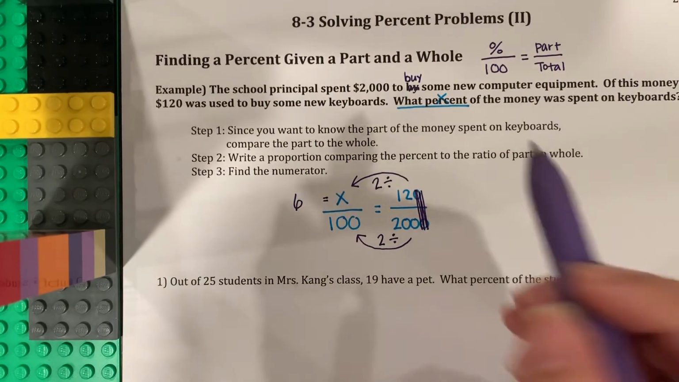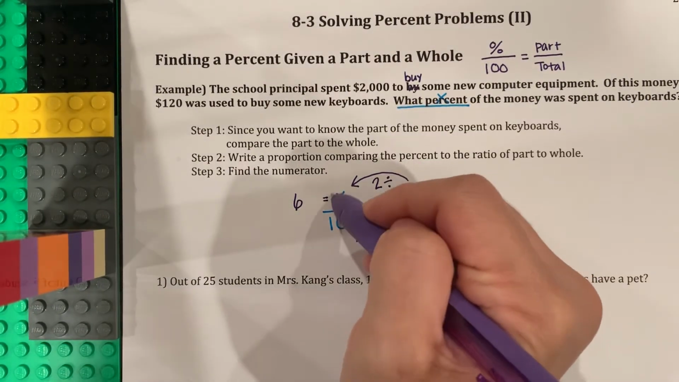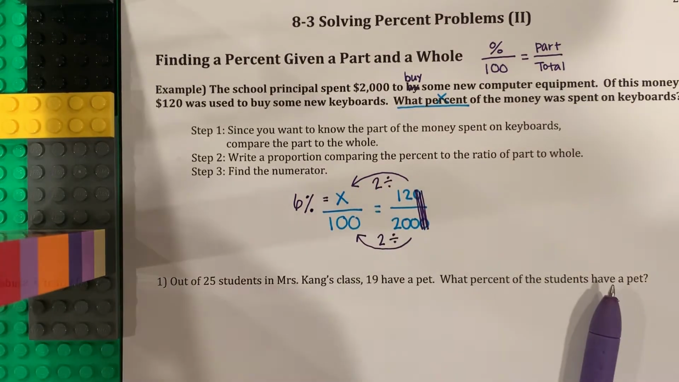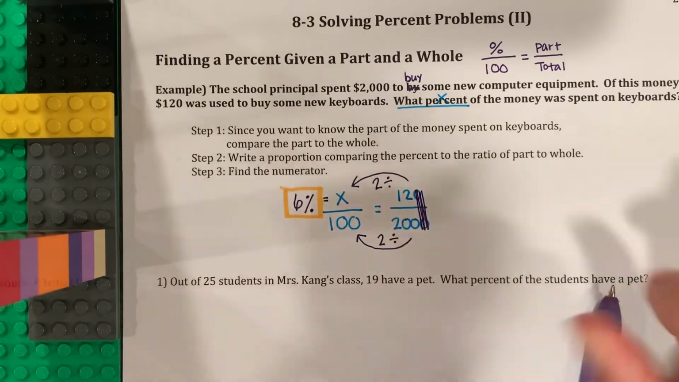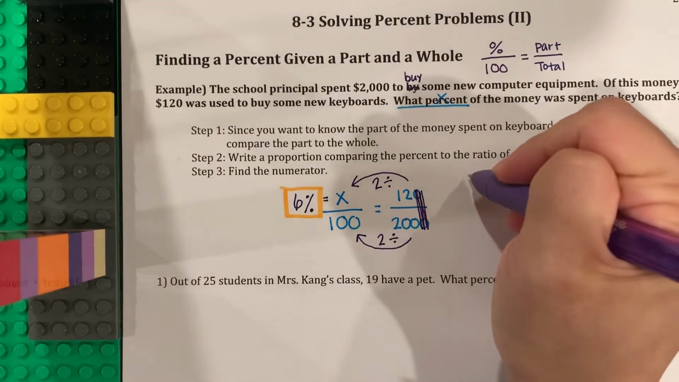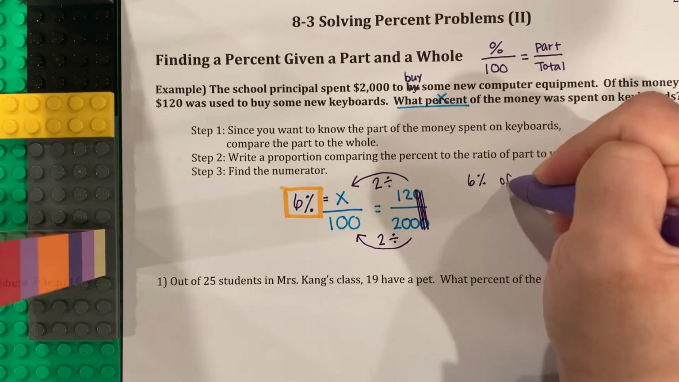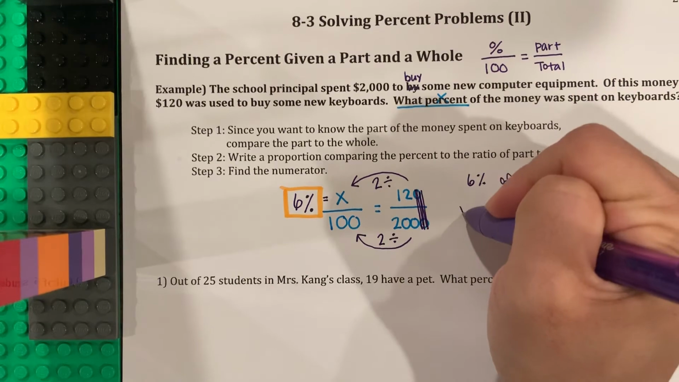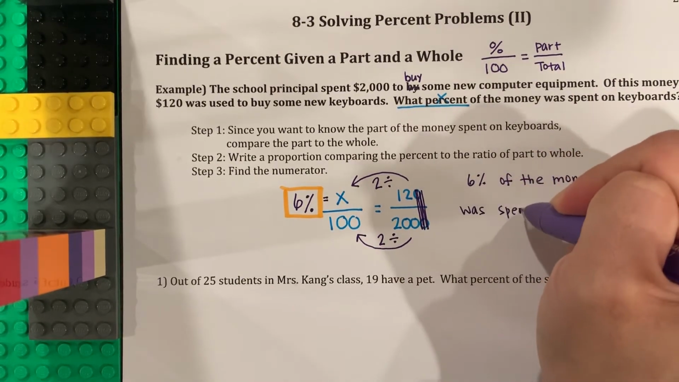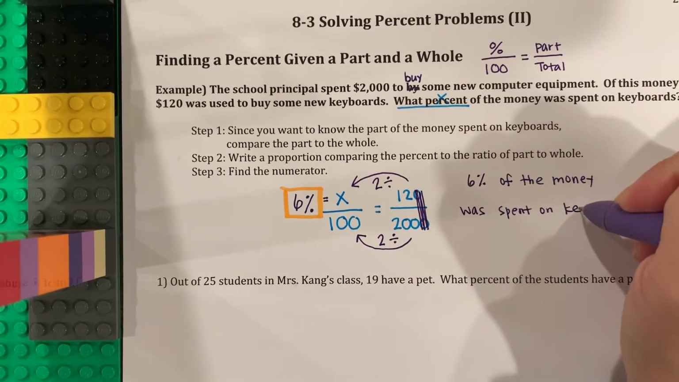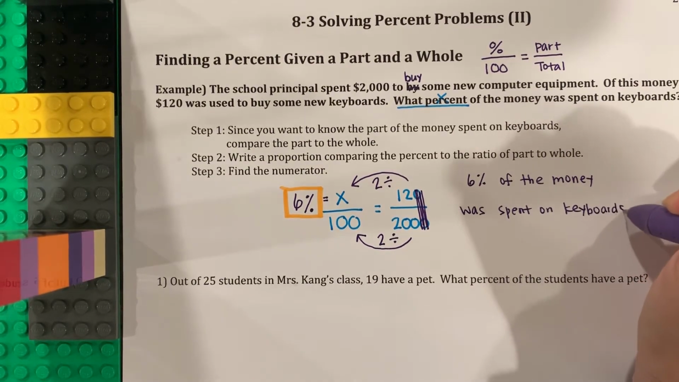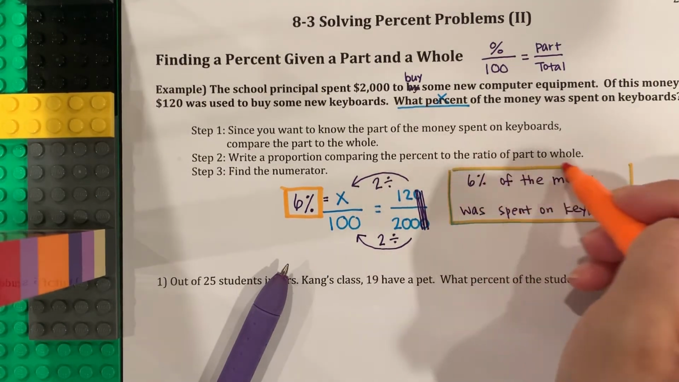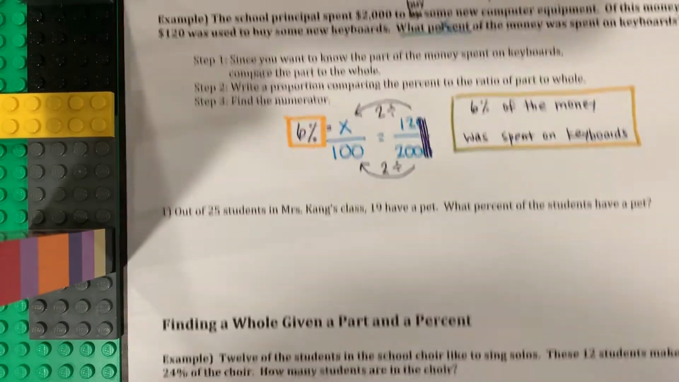However, 6 is not the answer. The question is what percent, and this number represents the part percent. So you need to remember to write 6%. And since it is a word problem, you can even write 6% of the money, which is 2,000, was spent on keyboards. Okay. All right, next one.